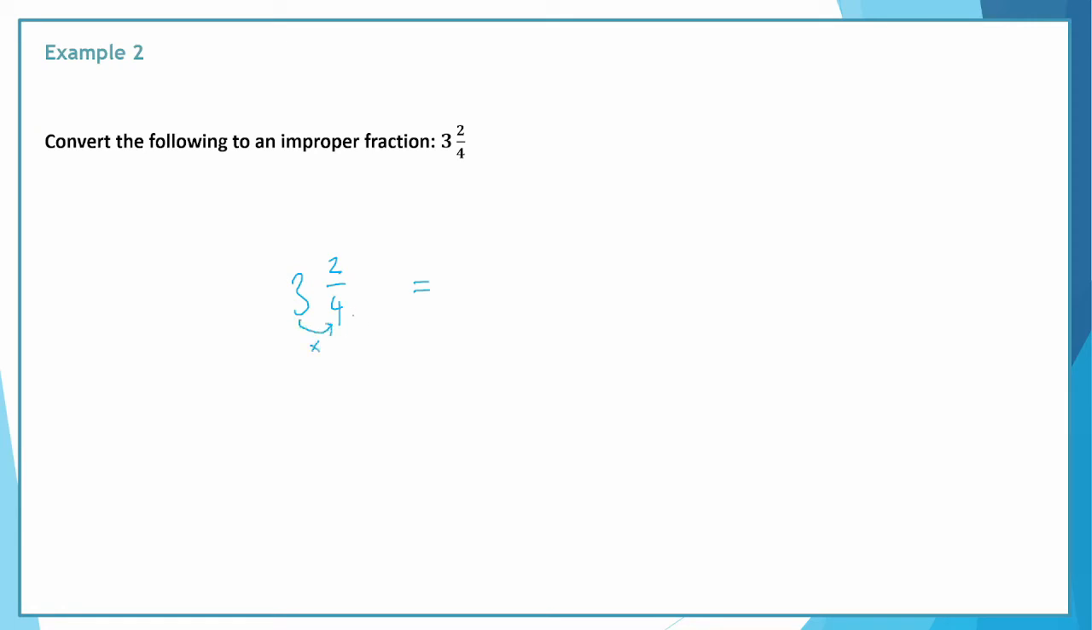And then after we do that, we add on our numerator. So let's do that. We're going to do 3 times 4 first to give us 12. And then we're going to do 12 plus 2 to give us 14. That's going to become our numerator. So it's going to be 14 over our denominator here, 4. And that's how we go from our mixed number to an improper fraction.